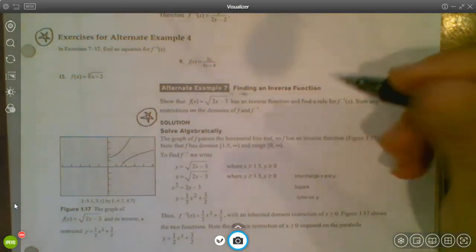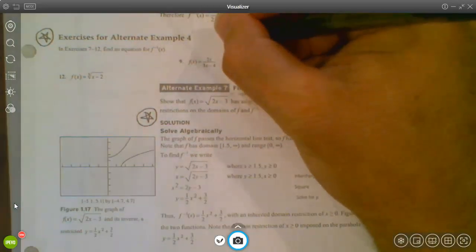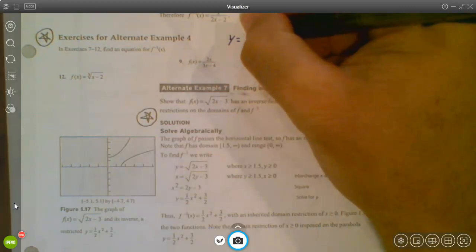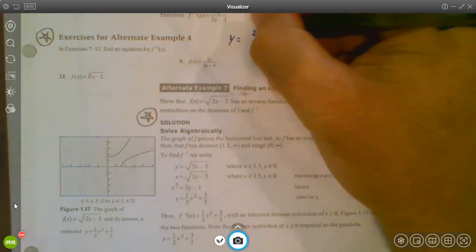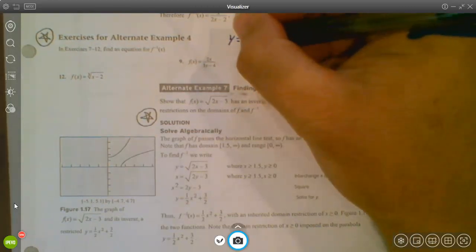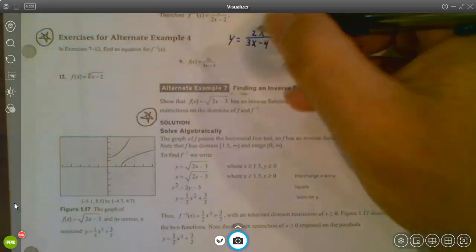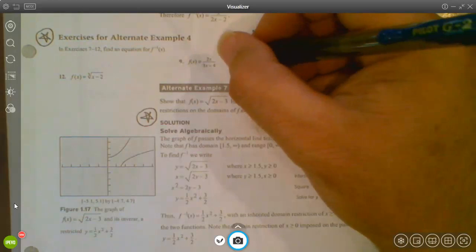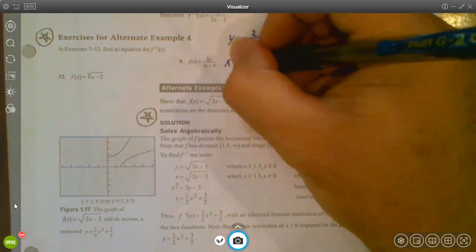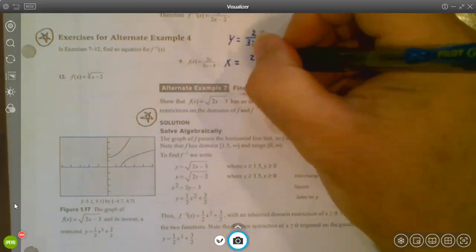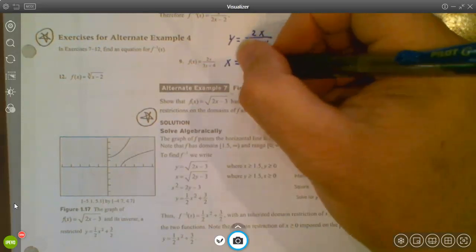So let me start with number 9. Same thing, think of this as y equals 2x over 3x minus 4. So step number 1, let's switch x and y. So it becomes x equals 2y over 3y minus 4.